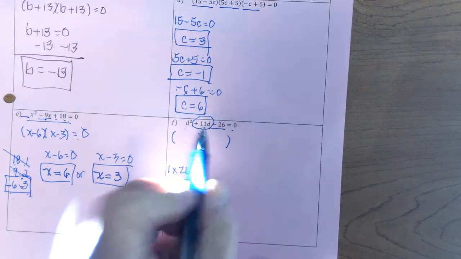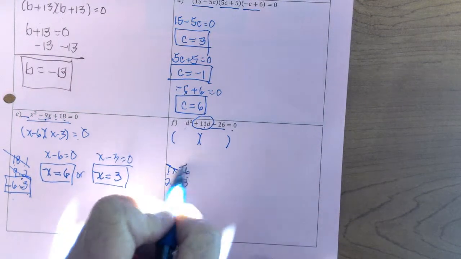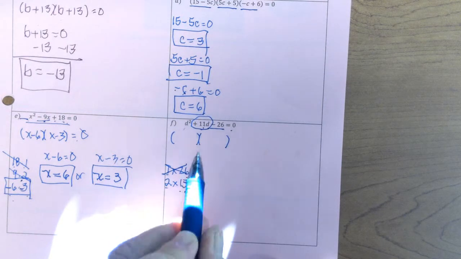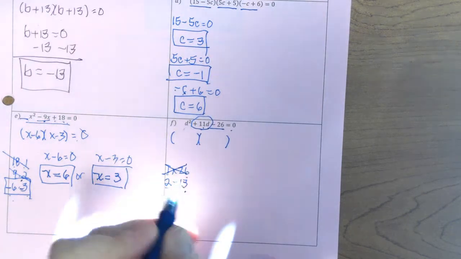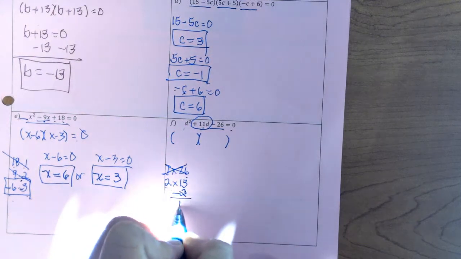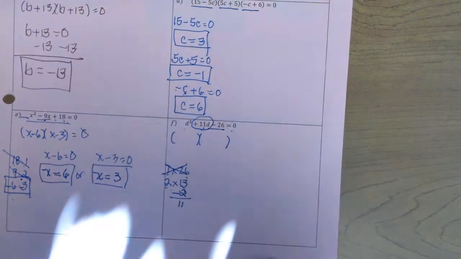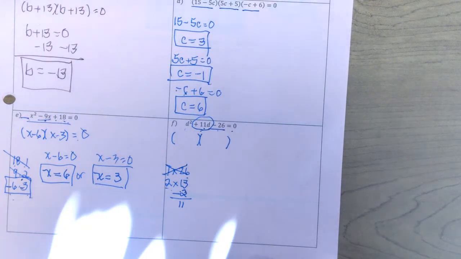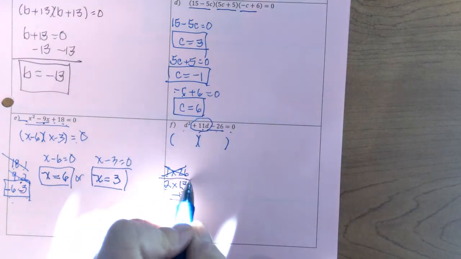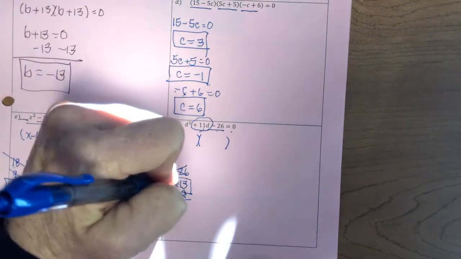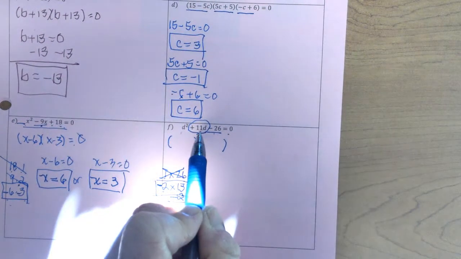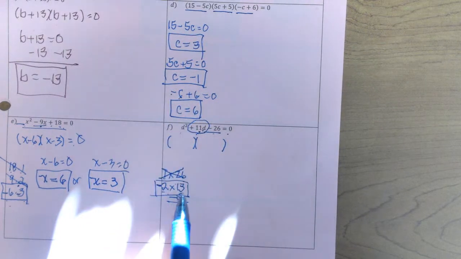So now I've got to get to 11. Well, 1 and 26 does not get me to 11. 2 and 13, when I add those, I get 15. But look, when I subtract them, I get 11. So 13 minus 2 is 11, which is what I want. However, I've got negative 26. So I need to make one of these factors negative. Which one is it? It's the 2. How do I know it's the 2? Because I need positive 11. So positive 11, when I take 13 and I take 2 away, I get positive 11.